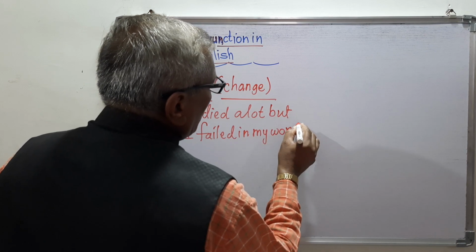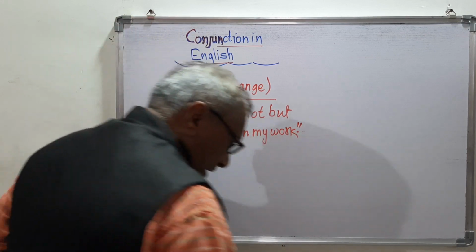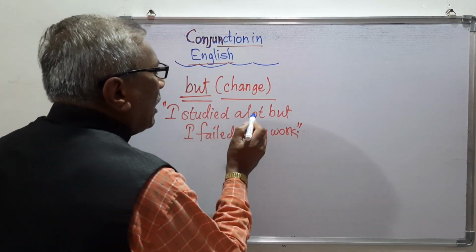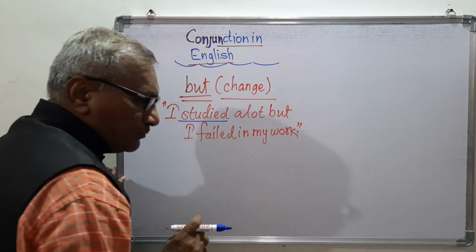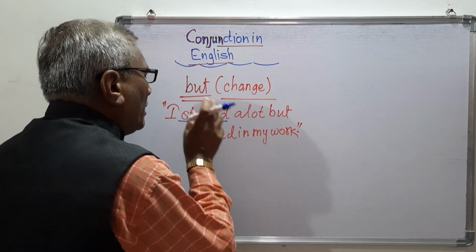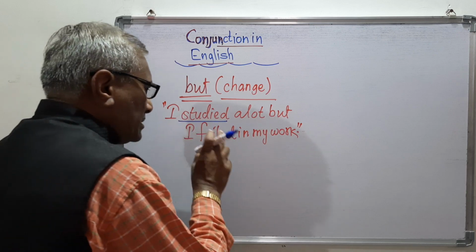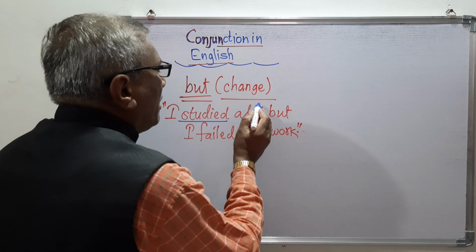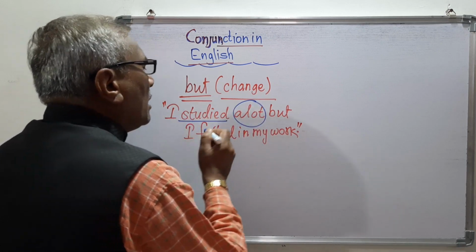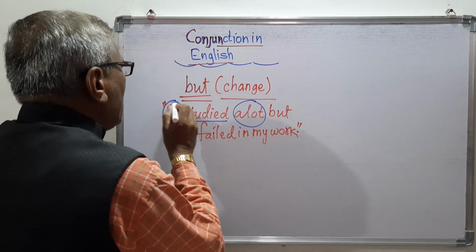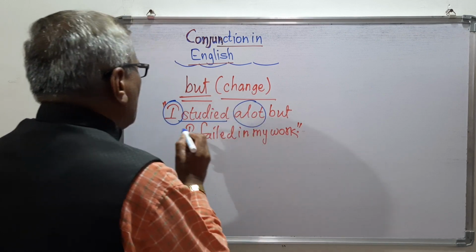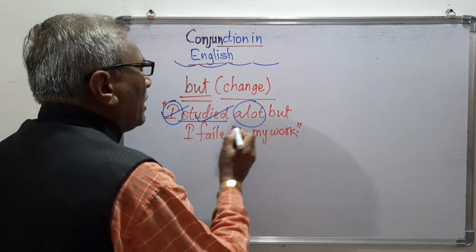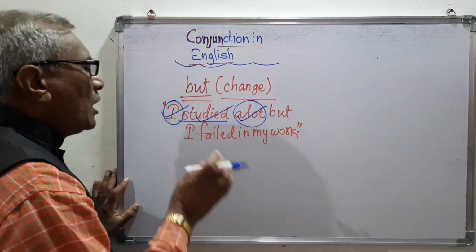The point is very important, that the subject is telling. What is that subject telling? I studied a lot, means he studied a lot. This subject studied a lot, means his study was great. He studied too much. He studied very much. So this is the subject, this is the simple past verb, and this is the, I will say, complement.